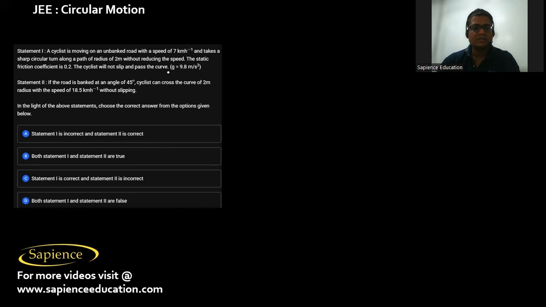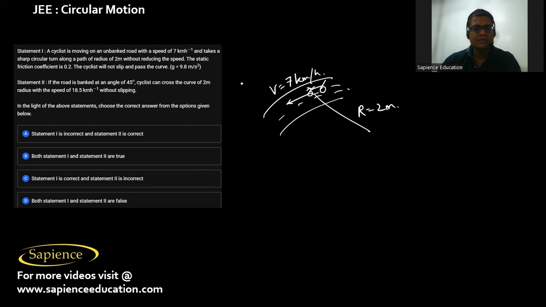Then here it is told: a cyclist is moving on an unbanked road with a speed v equal to 7 km per hour, and takes a sharp turn along a path of radius 2 meters, reducing the speed. The static friction coefficient mu s is equal to 0.2. The cyclist will not slip and pass the curve. And g has been taken as 9.8 meter per second square.